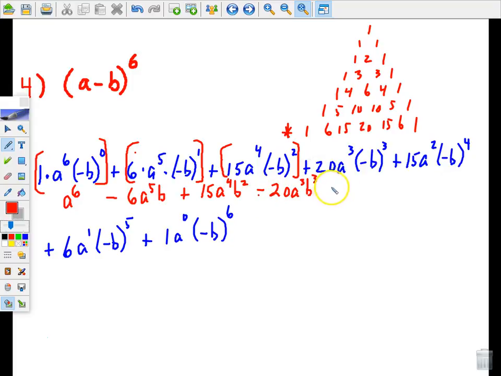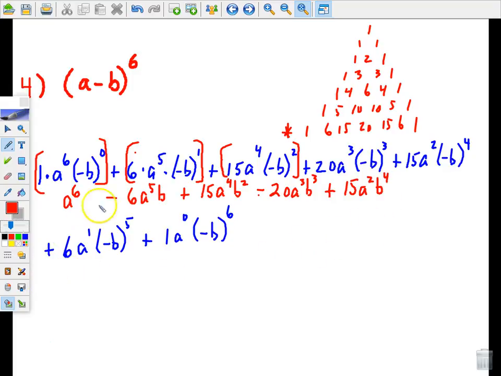My next sign should be plus. Well, let's see if that works out mathematically. If you raise a negative number to an even power, it makes it positive. So my coefficient here will be positive 1. 15 times 1 times 1 is positive 15, a squared b to the fourth.